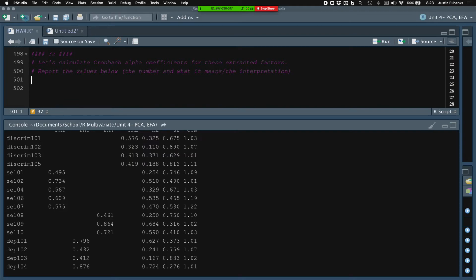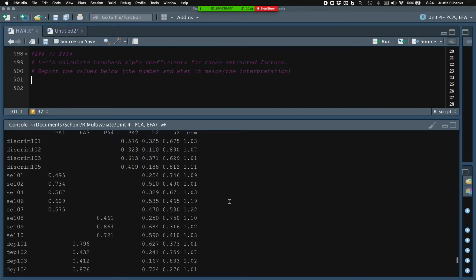So before we move on to the last part, where now we have subscale scores, typically at this point you would calculate an alpha coefficient to look at the internal reliability of the variables that load onto each component or factor. So that's the last thing we're going to do.